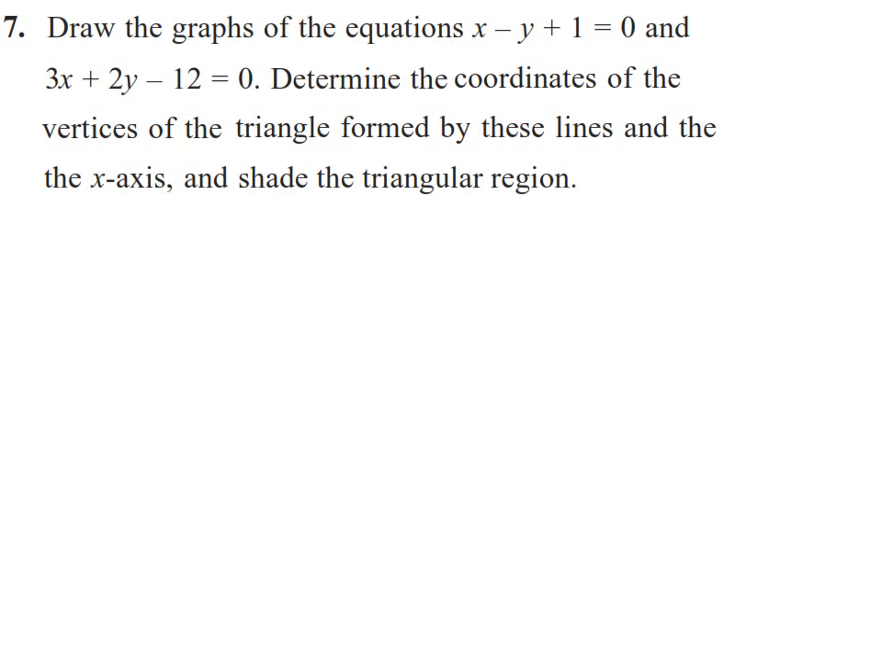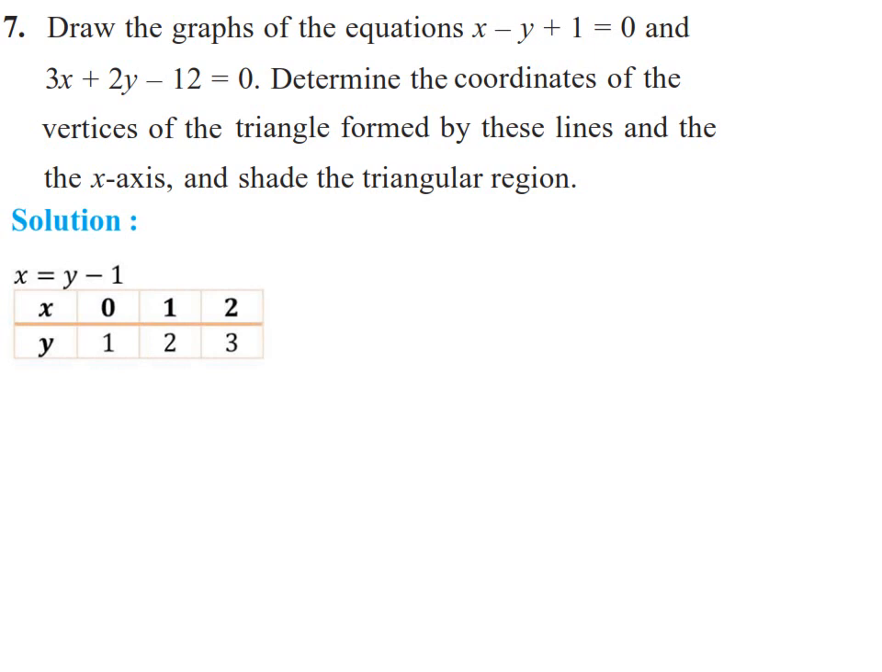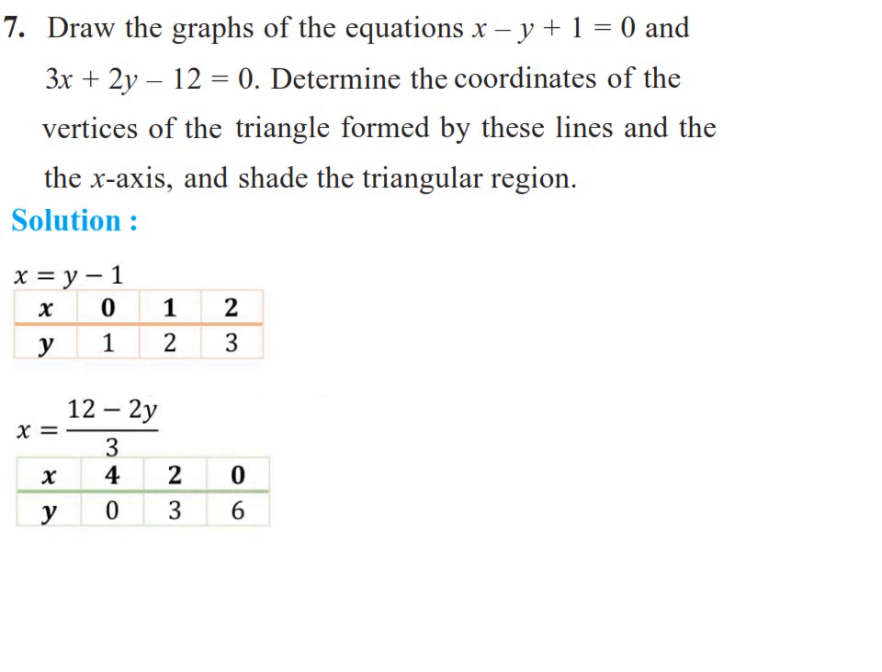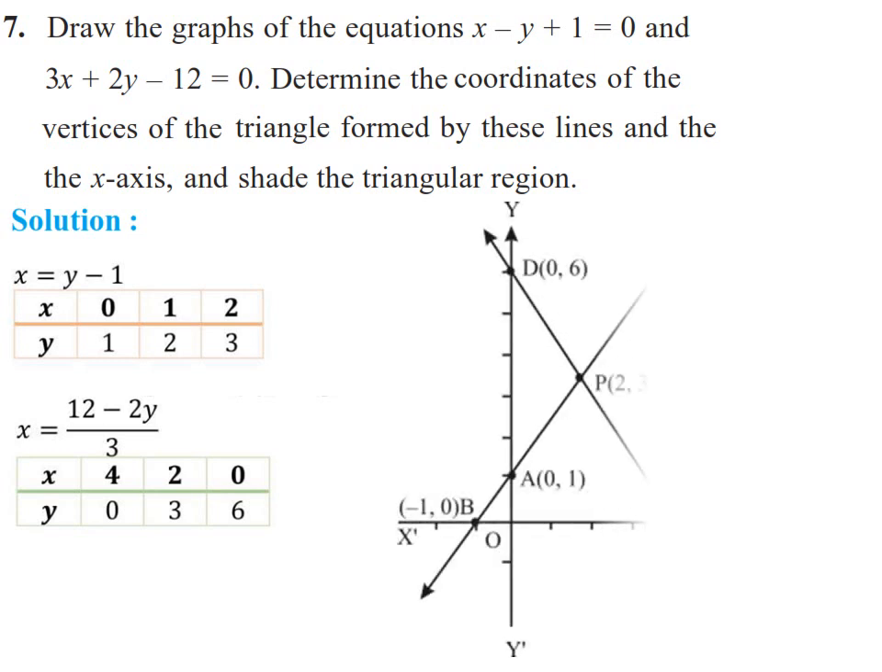Now we have to draw the triangle made by the x-axis and these two lines. So first of all we have to draw the graph. For that, from the first equation I can get x equals to y minus 1. So from this I will get these points. From the second equation, I can get x equals to minus 2y plus 12 by 3. And from this, I will get these points. Now, by plotting these points, I will get my graph like this.